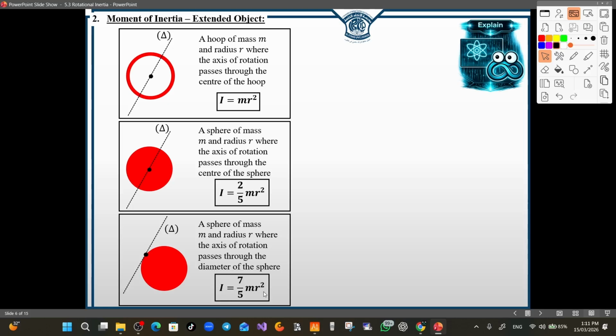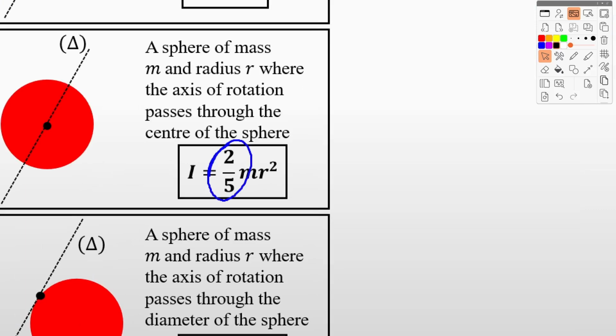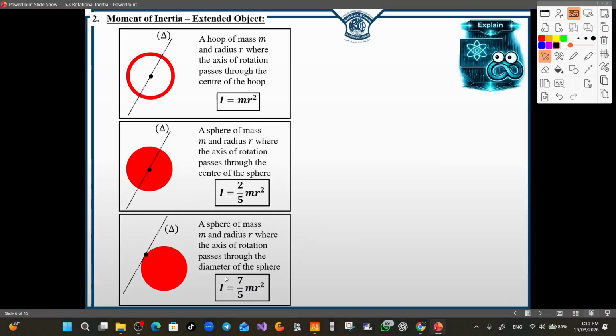And one can notice that the two relationships are related to each other, and moreover, this moment of inertia is bigger than this one, because we know that 2 over 5 is less than 7 over 5. And this is true because we know that as the mass is getting farther away from the axis of rotation, the moment of inertia will be bigger.